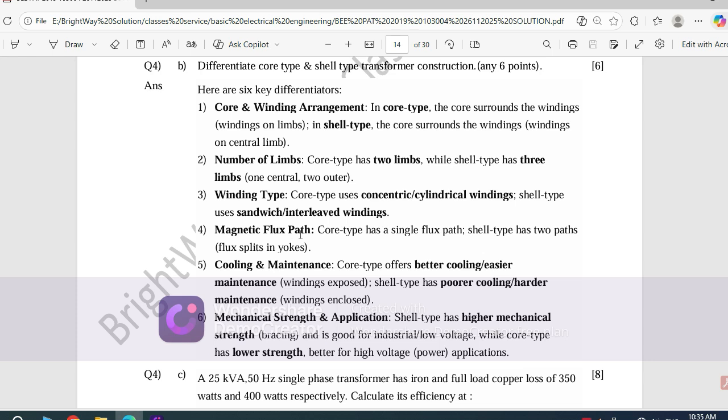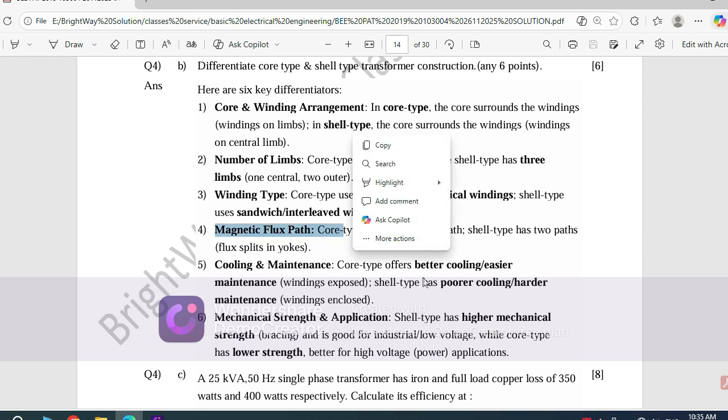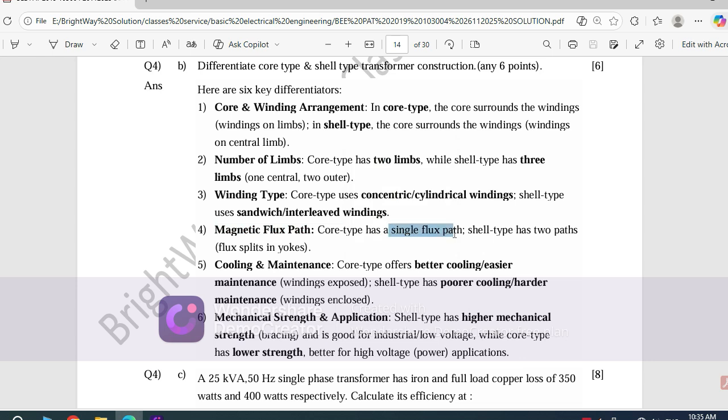Fourth one, magnetic flux path. Core type has a single flux path, and in shell type there are 2 paths. Flux gets divided in the yoke.